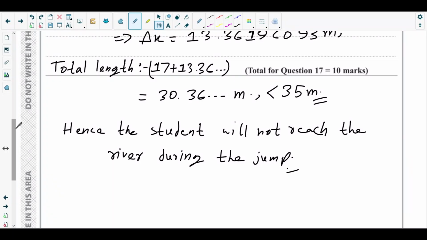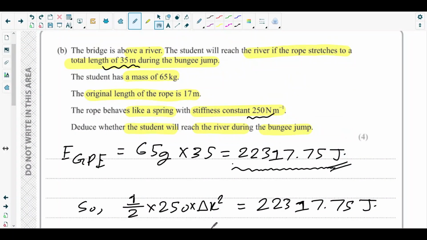That's it. Done. And that's the end of question number 17 from the October 2024 Physics Unit 1 paper. Fine.